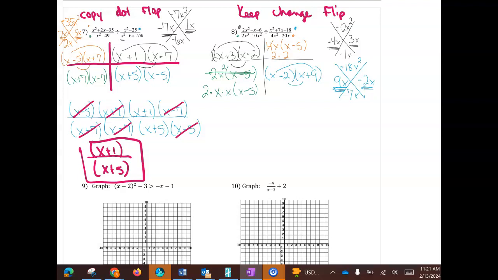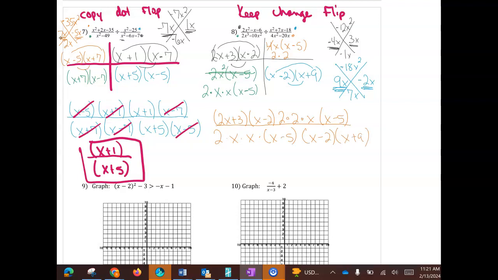So everything that I have now, here's the left numerator. Here is the right numerator. Left denominator. And right denominator. Okay, so what can we cancel out?